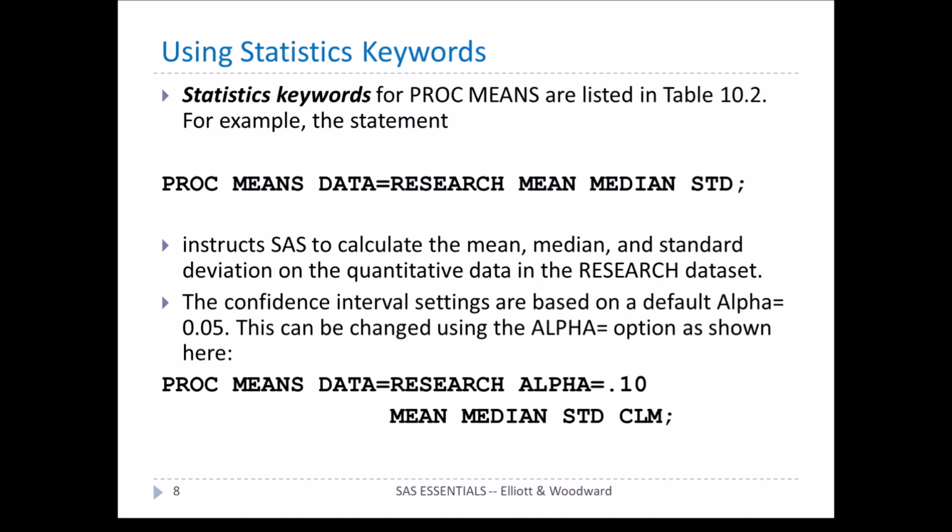So these statistics keywords then come after the option, typically like DATA=research here, and then MEAN, MEDIAN, STD. So you can see those are three of the statistics keywords here. So all I'm requesting is the mean, the median, and the standard deviation. So that instructs SAS to calculate those three values in our research data set. We can also set the confidence limit using the ALPHA=, and again that appears as an option here before the semicolon. So here we have ALPHA=0.1 and the default is 0.05.